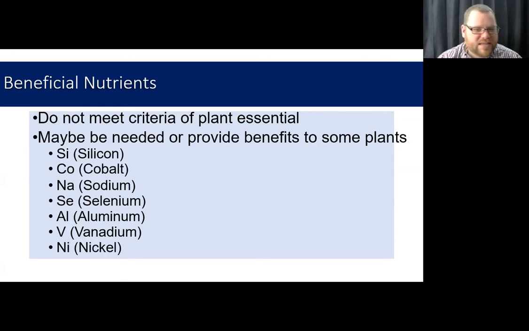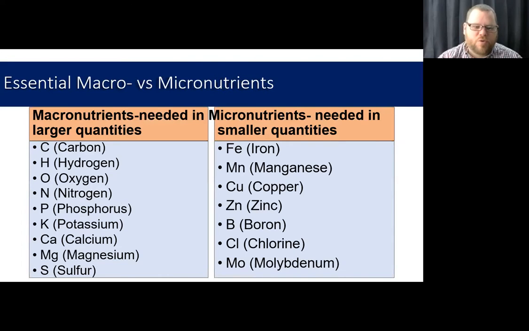And if it doesn't meet this criteria, then it's not essential. But there are some things that are beneficial, okay? So you have a list of beneficial nutrients that we'll talk about, and these are probably all considered macronutrients. So macronutrients are needed in larger quantities. Micronutrients still needed, still essential, just in smaller quantities. So we see the difference between the two on here.